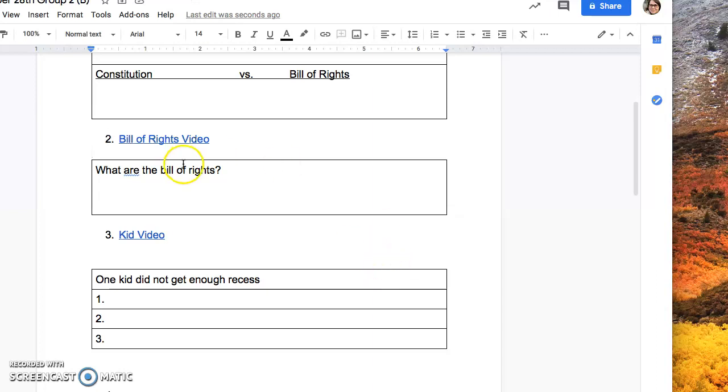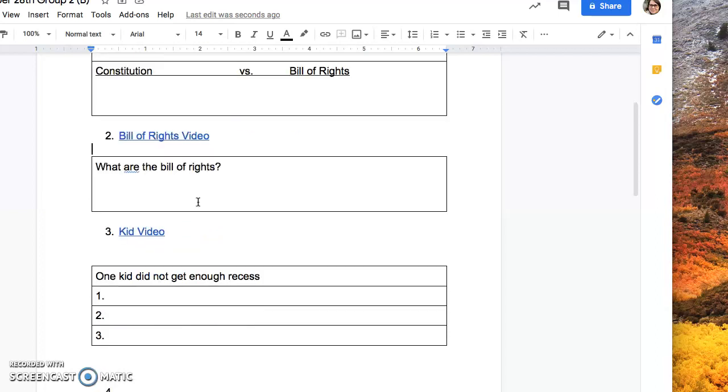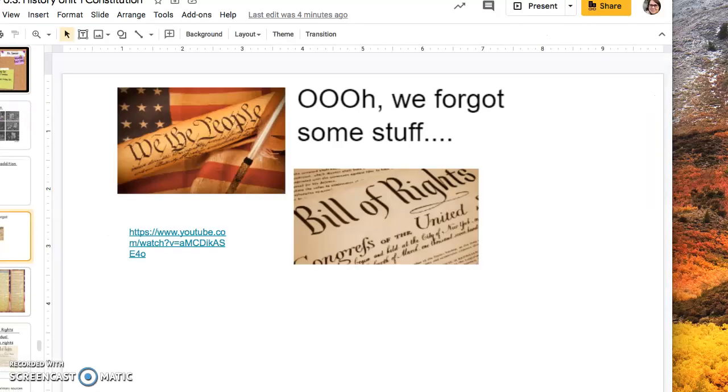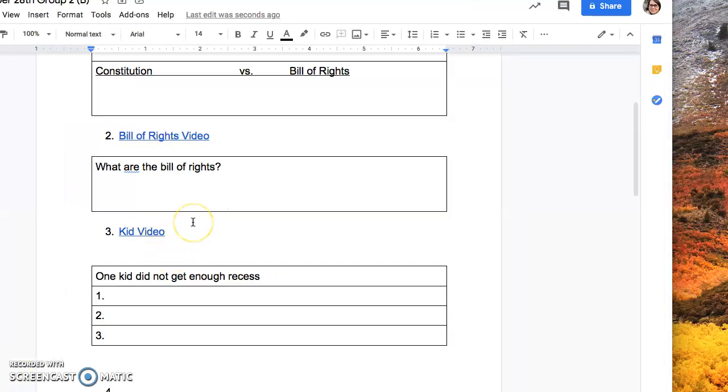Okay, I assume that you have come back, and your answers for what are the Bill of Rights could be the first 10 amendments to the Constitution, individual rights that were given to people, those type of things. When we look at primary sources, we can actually work backwards from the primary source to tell us what was happening at the time. So we're going to work on that today. We're going to watch this very short video. I call it the kid video. I recommend watching it a couple of times. It's pretty funny. It's only a minute and a half.